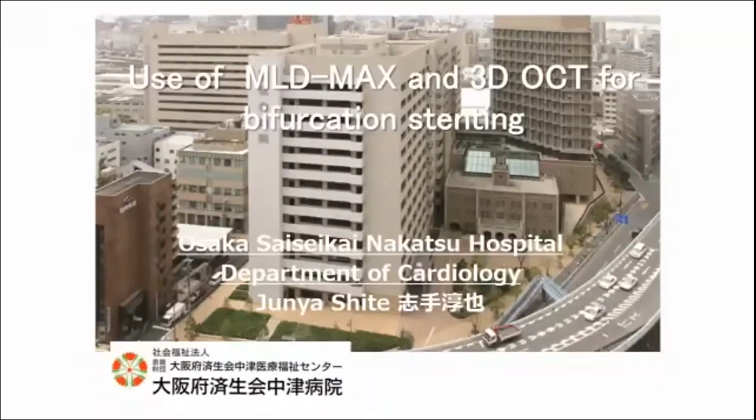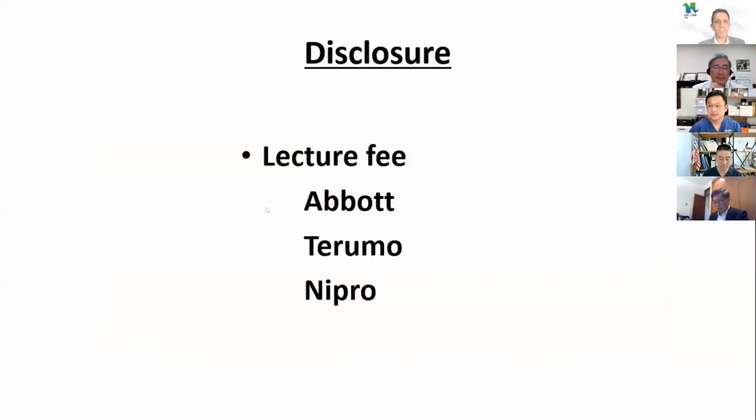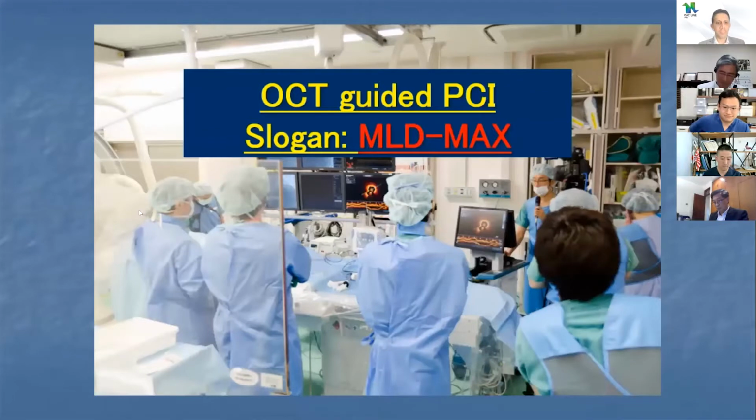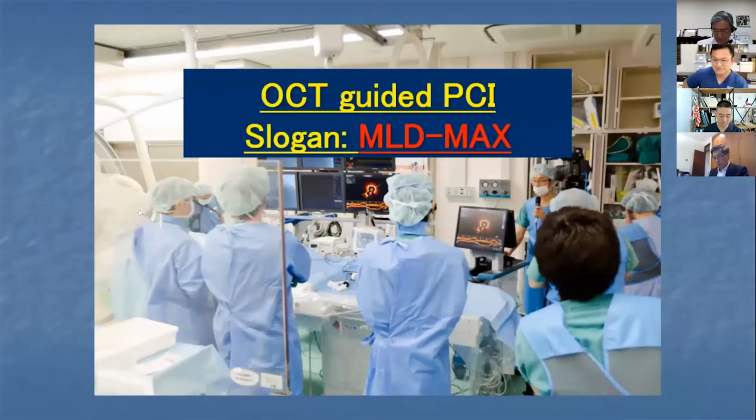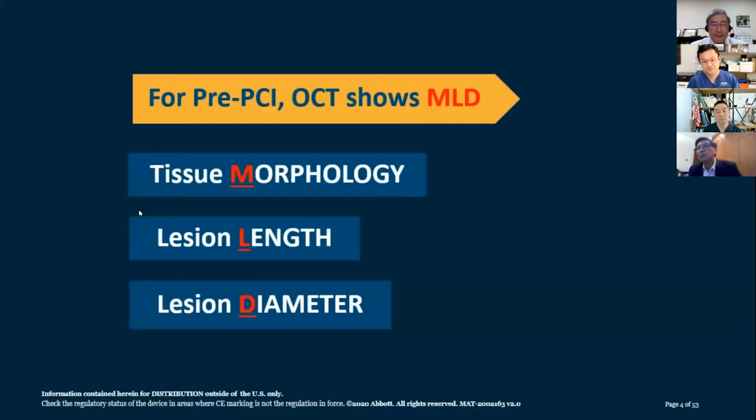I would like to introduce the lecture, Use of MLD MAX and 3D OCT for bifurcation stenting. This is my disclosure. First of all, in OCT-guided PCI, there is a slogan, MLD MAX. For pre-PCI, OCT shows MLD. M means tissue morphology, L means lesion length, and D means lesion diameter.